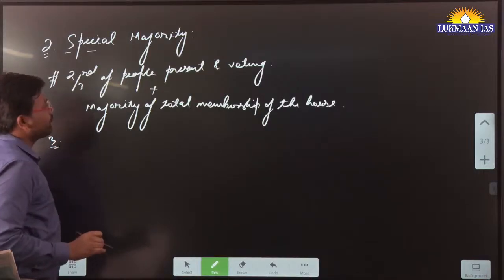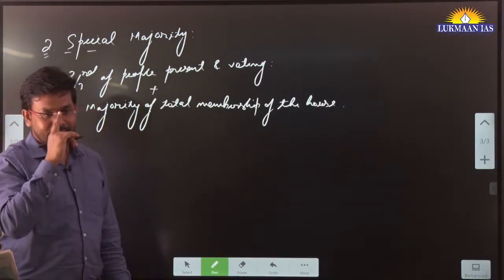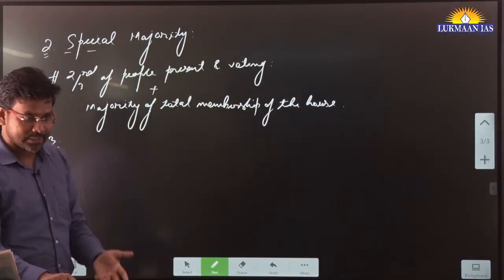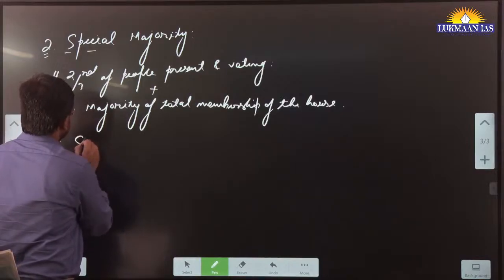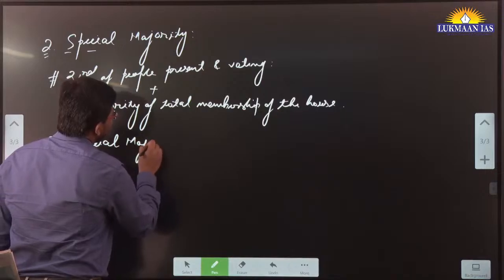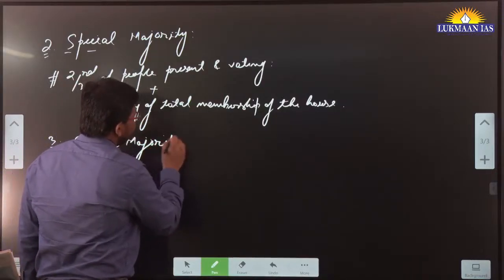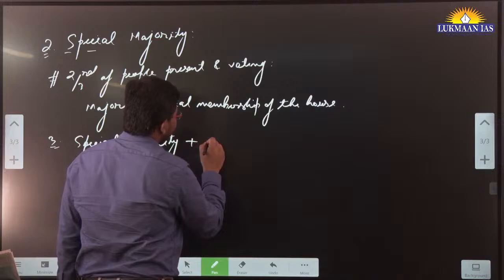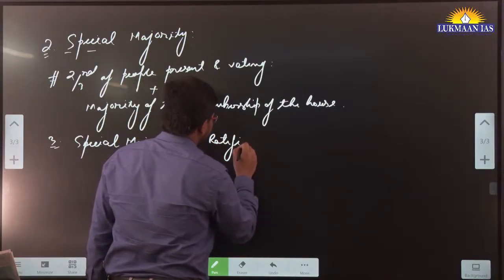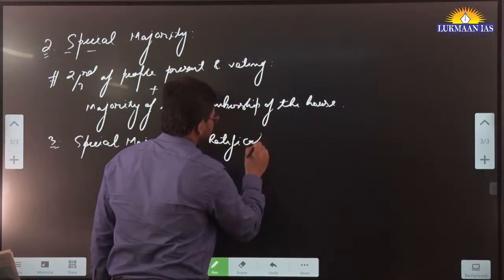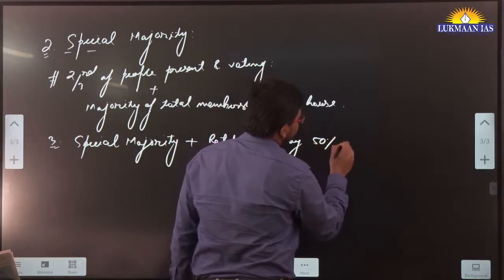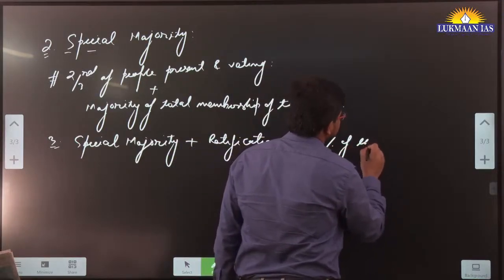Apart from this, they have mentioned another provision that requires a special majority plus ratification by at least 50% of the states. Okay, so this is the third way of amending the Constitution: a special majority plus ratification by at least 50% of the states.